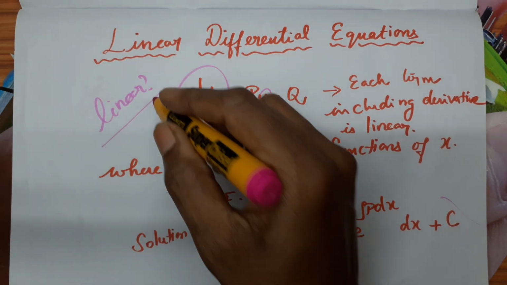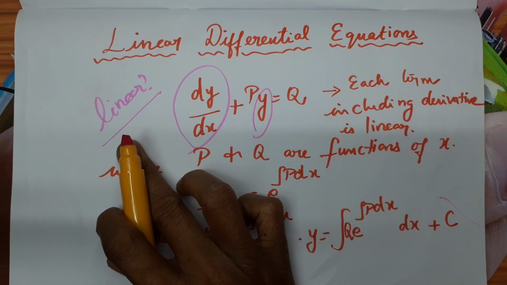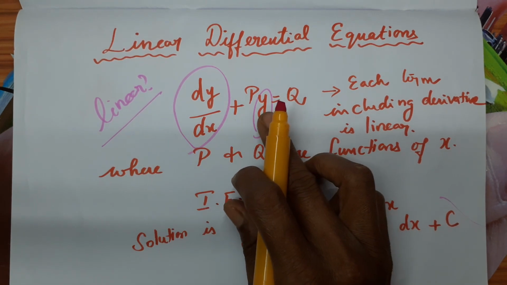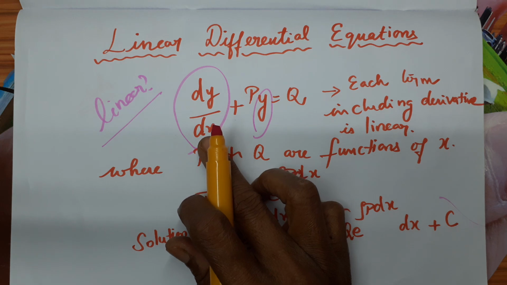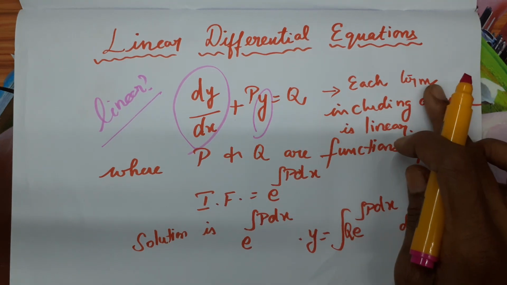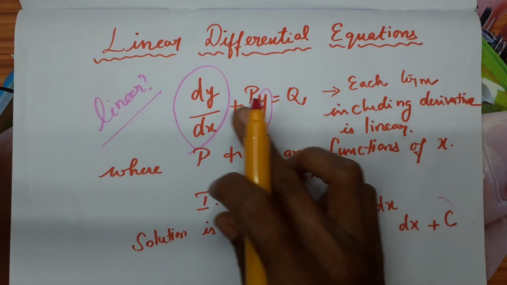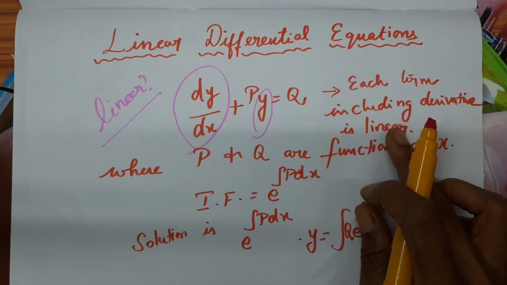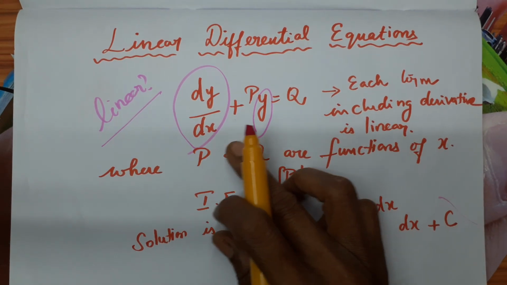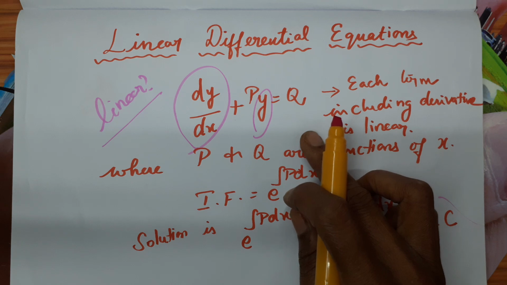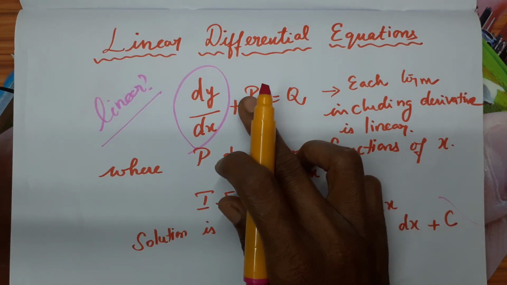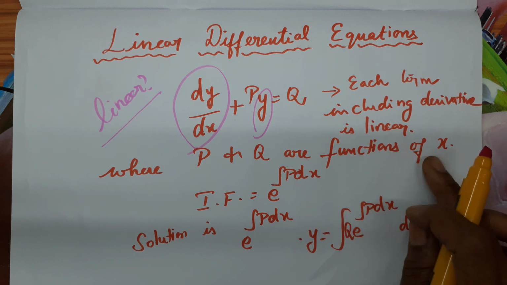What do you mean by the word linear? Linear means power 1. Y is having power 1 and dy by dx is having power 1. So each term including the derivative, that is dy by dx, is also having power 1. Such kind of equation is called a linear differential equation. Here p and q are functions of x, that is, in terms of x.